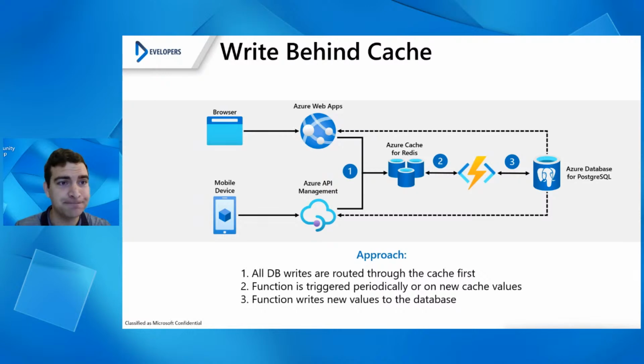And so in this case, you write all your writes through Redis. Every time there's a new value, that function is triggered or can be triggered periodically as you like. And then the function will write those values to the database. So again, a really convenient way to handle some bursty or high write workloads.